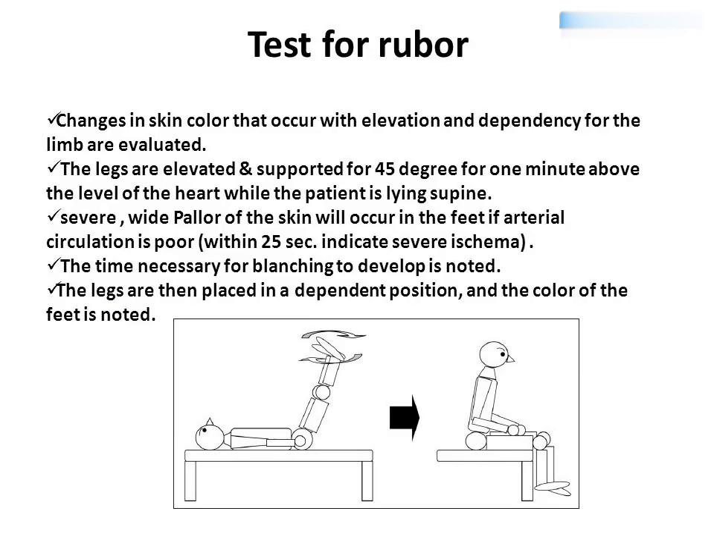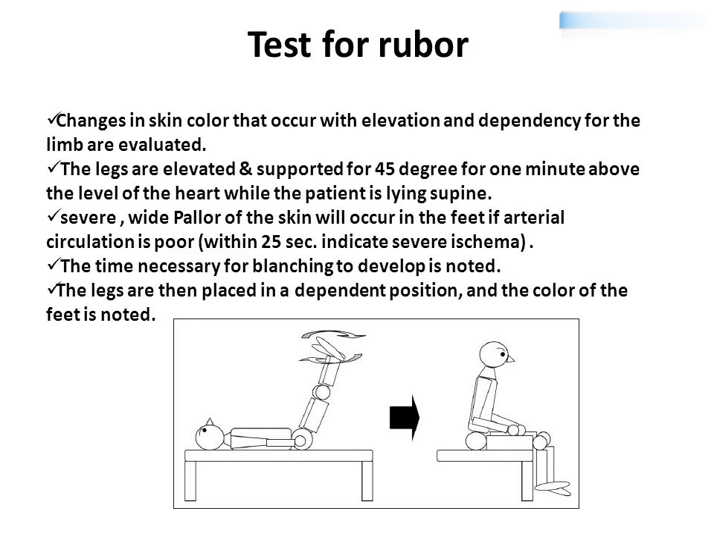Test for rubor. Changes in skin color that occur with elevation and dependency of the limb are evaluated. The legs are elevated and supported at 45 degrees for 1 minute above the level of the heart while the patient is lying supine. Severe white pallor of the skin will occur in the feet if arterial circulation is poor; pallor within 25 seconds indicates severe ischemia. The time necessary for blanching to develop is noted.